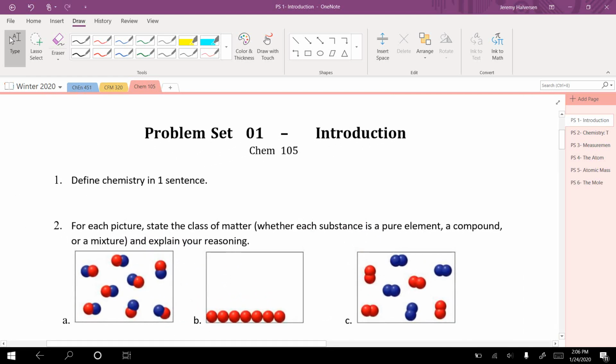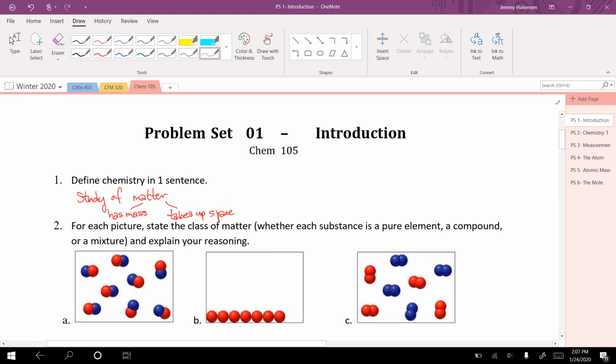Question number one asks us to define chemistry in one sentence, and chemistry is the study of matter. And so you could ask, well, what is matter? Matter is anything that has mass and that takes up space. That's usually how we define it.